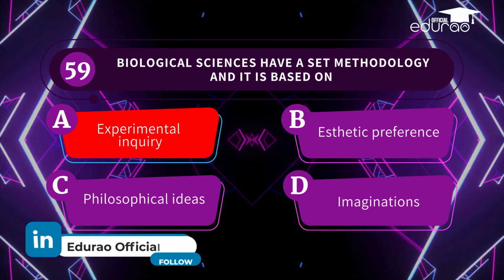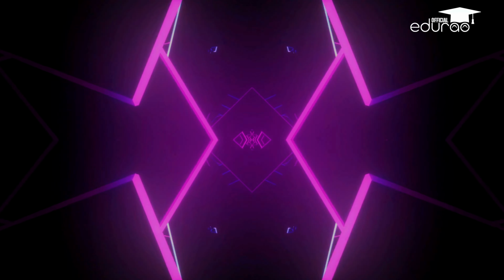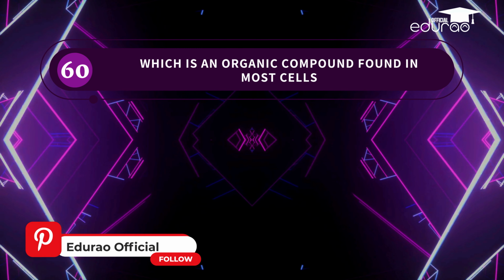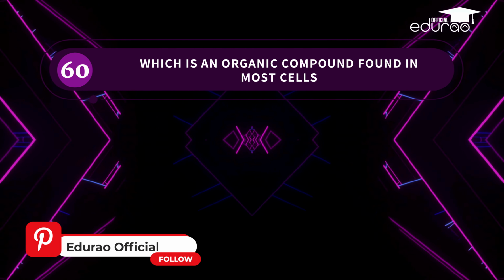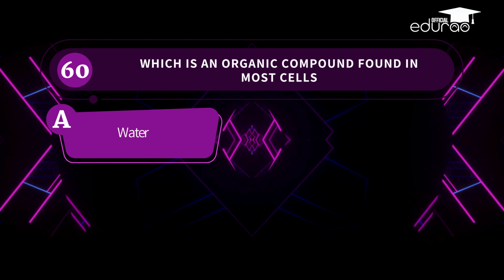You've hit the right spot. The correct answer is experimental inquiry. Question 60. Which is an organic compound found in most cells? A. Water. B. Glucose. C. Oxygen. D. Sodium chloride.